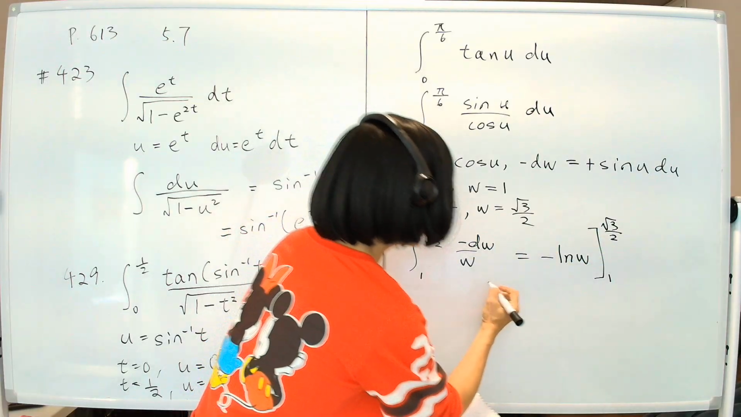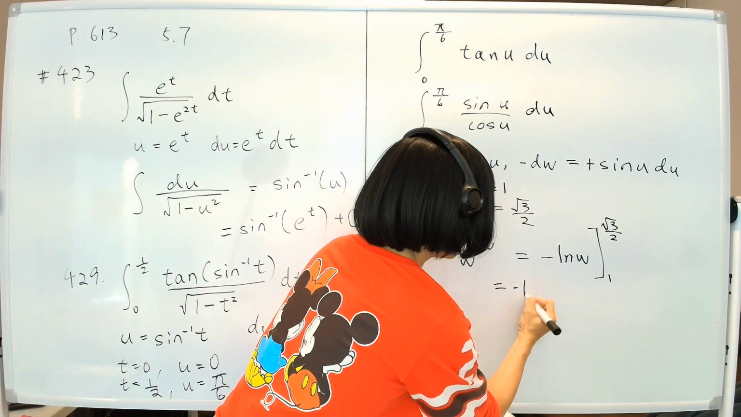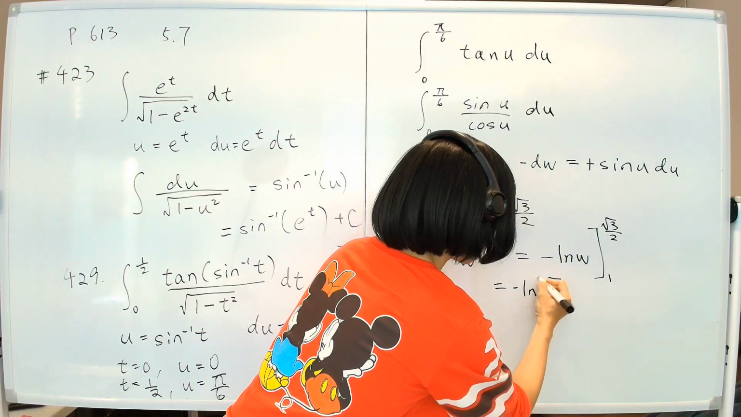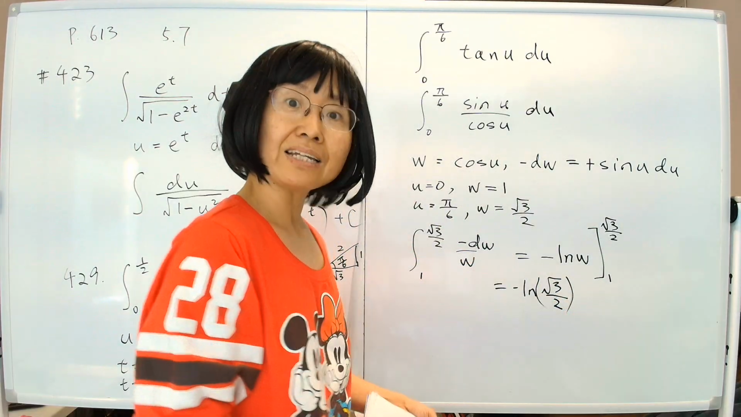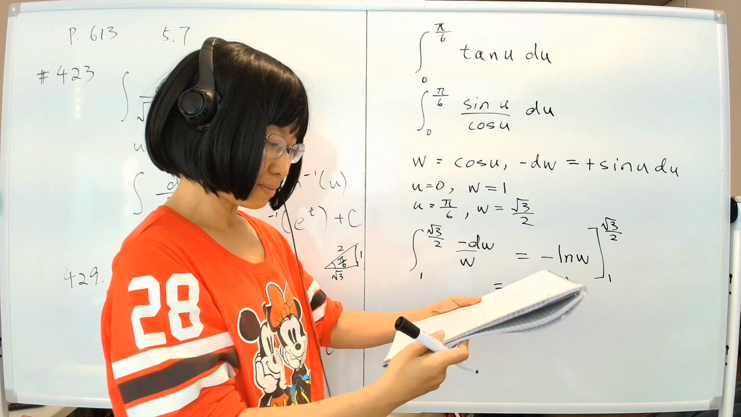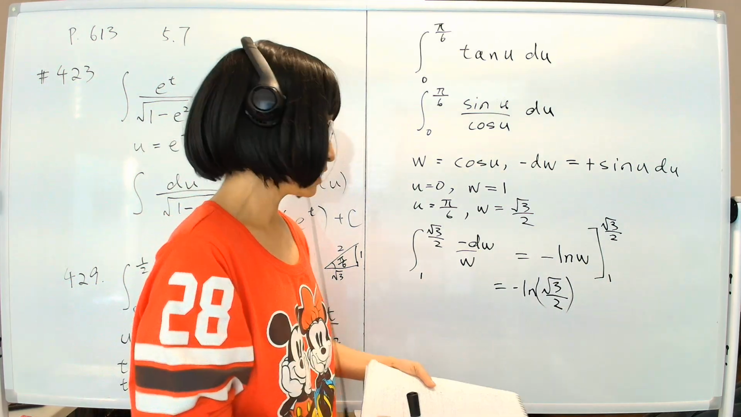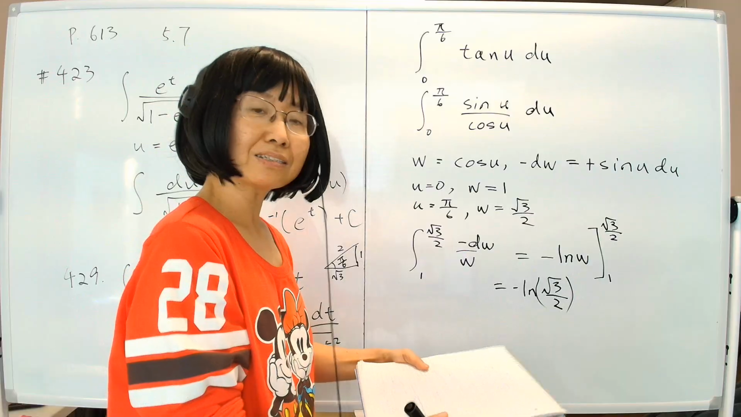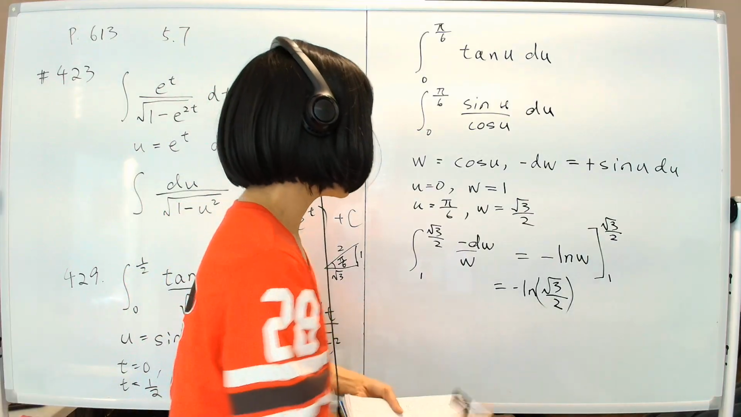So the answer then is negative natural log square root of 3 over 2. Now that looks like a neat enough, good enough answer, except that if you look at the answer in the book, they give a somewhat different looking answer. And so we'll do that. And how are we going to do that?